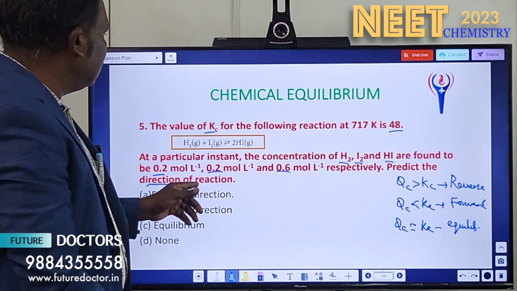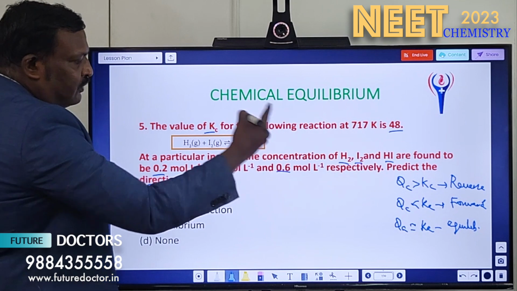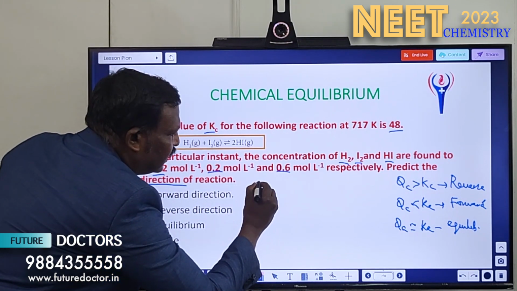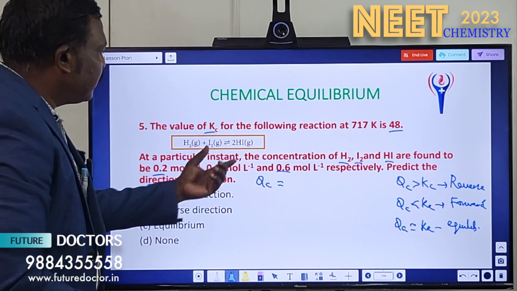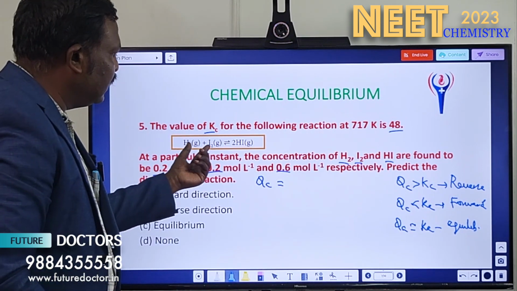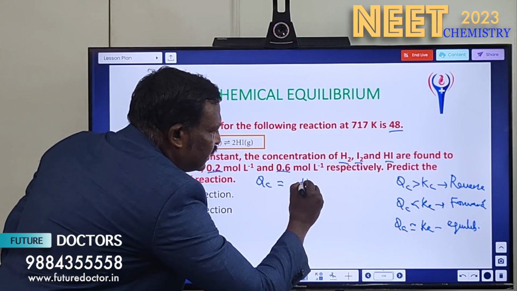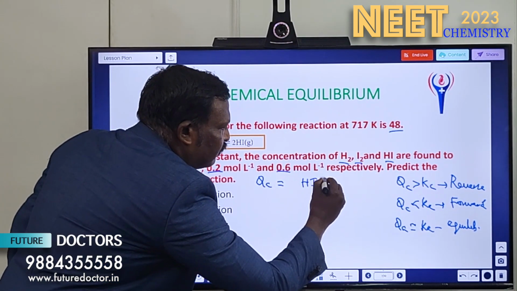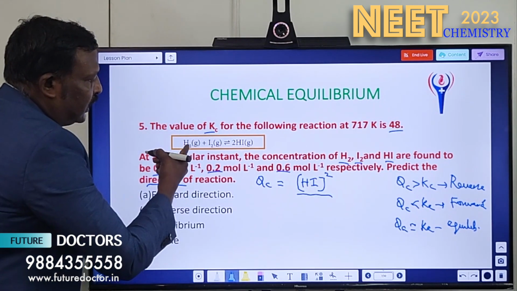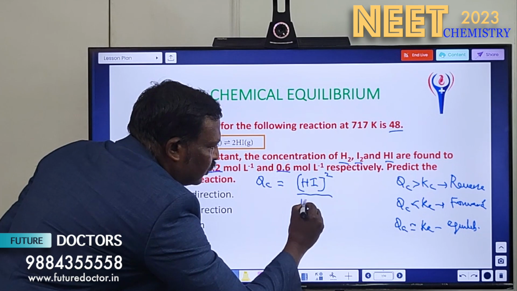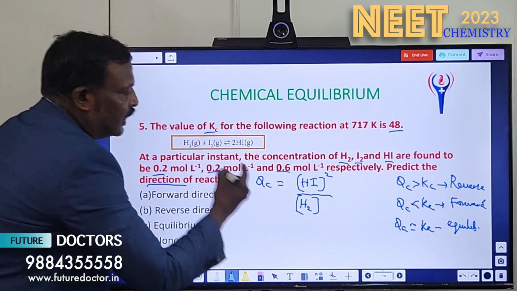Okay. So here Kc is already given. Kc is 48. Now we have to find out the Qc only. How to find Qc? The same formula, we are writing product by reactant. Qc: product is HI, HI concentration power 2, by reactant. Reactants are H2 and I2. Here there are no numbers of moles, so you just write as it is, H2, I2.